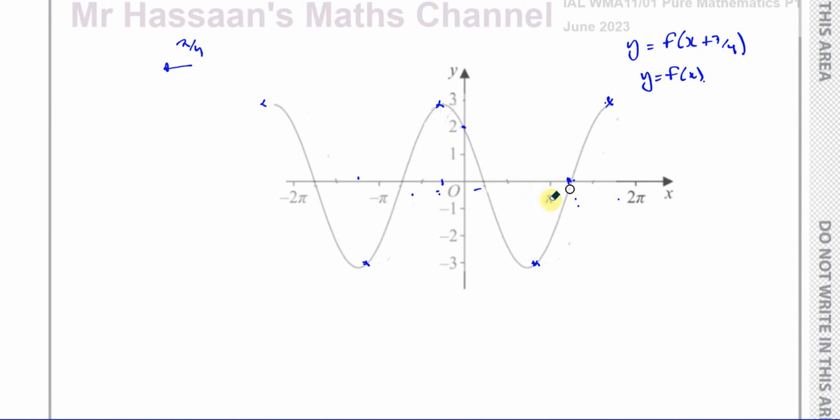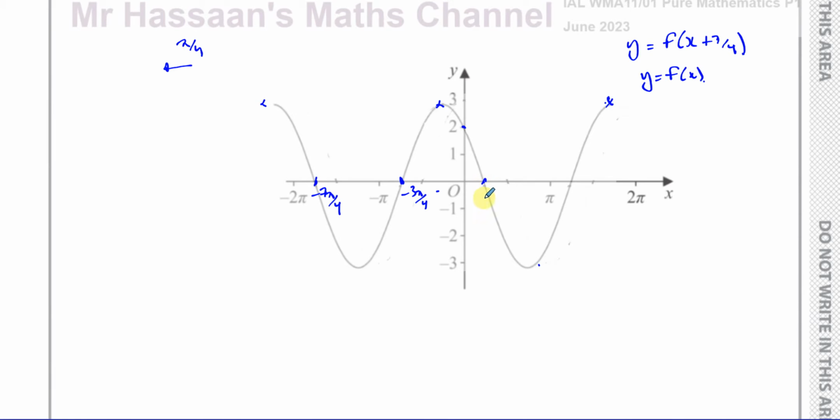You can't see very clearly what I've written, so I'll write those points down clearly now. Okay, so it's going to be basically, as we mentioned, minus pi over 4, minus 3 pi over 4, minus 5 pi over 4, and minus 7 pi over 4, just before minus 2 pi.